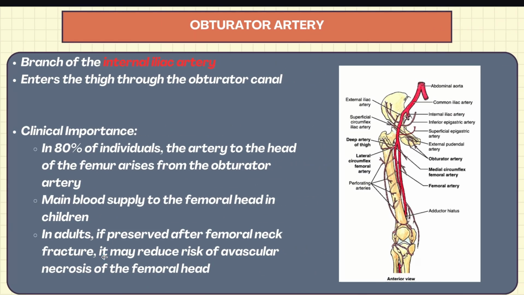Now that we finished the femoral artery, we have the obturator artery. The obturator artery, unlike the femoral artery, is a branch of the internal iliac artery. It enters the thigh through the obturator canal, and it has a clinical importance. In 80% of individuals, the artery of the head of the femur arises from the obturator artery. That means the obturator artery is a main supply for the hip and the femur. What you need to know is that it's the main blood supply for the femoral head in children. In adults, if preserved after femoral neck fracture, it may reduce the risk of avascular necrosis of the femoral head.